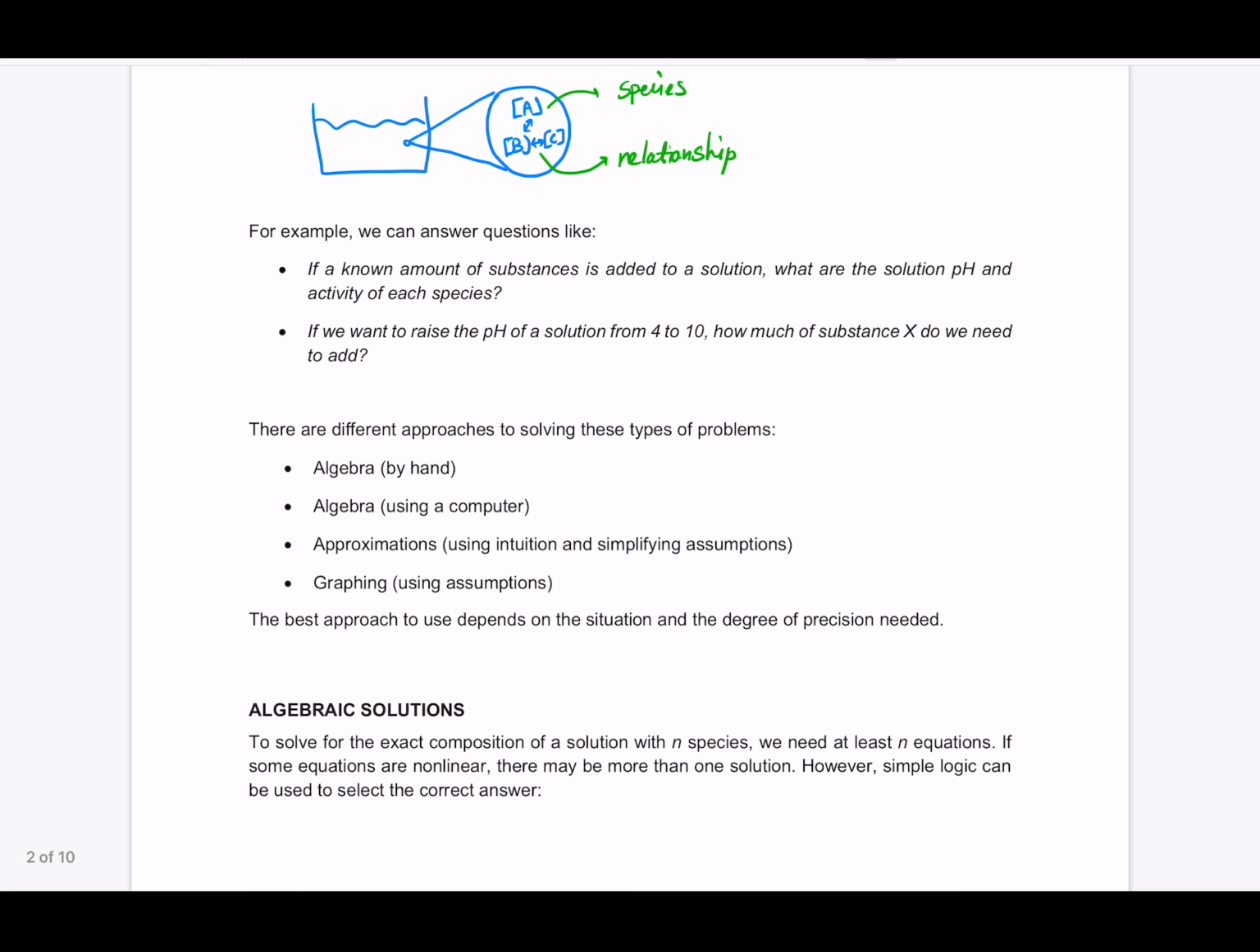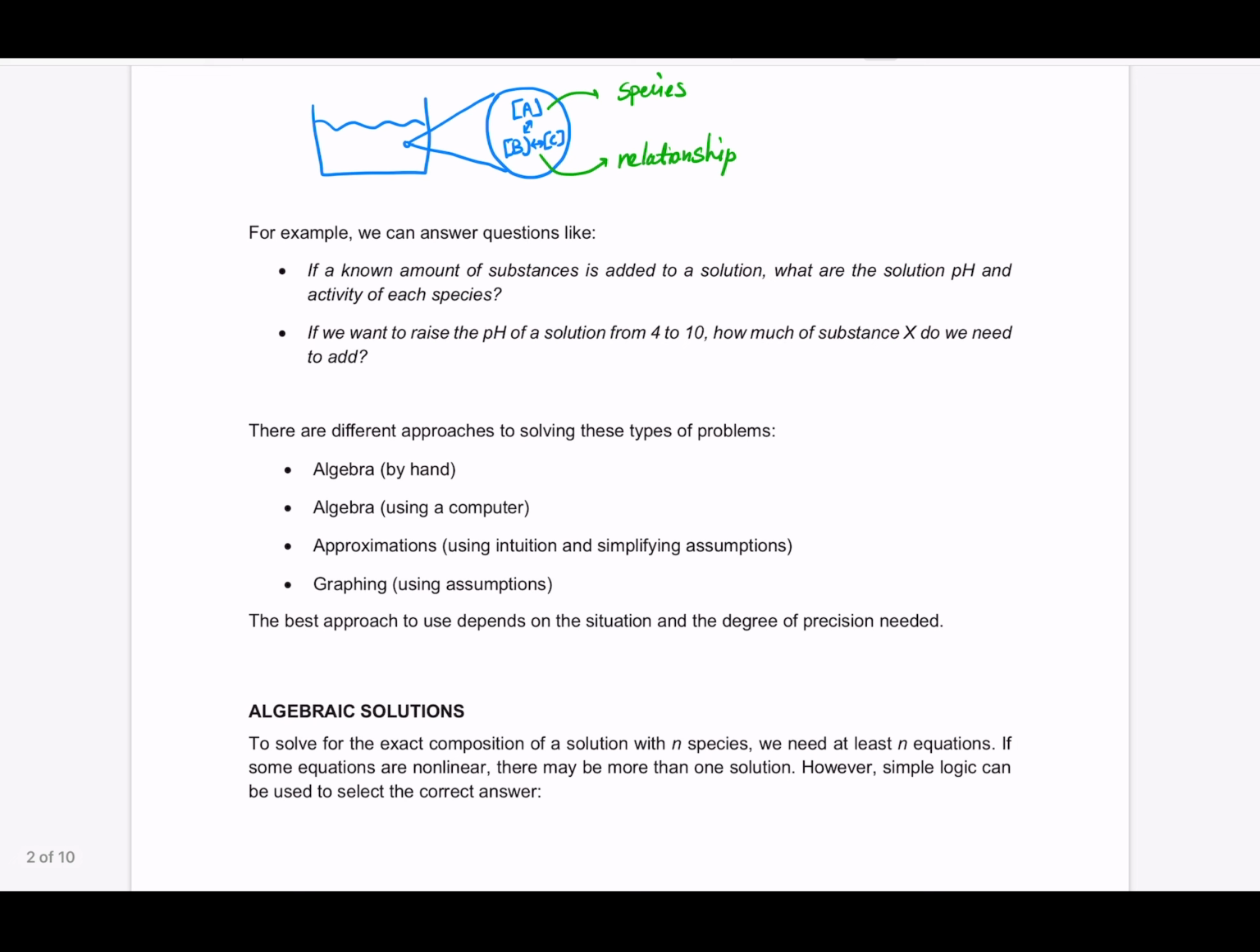So we could have different approaches for solving the speciation. It could be using algebra, it could be using some computer software. We could do some assumptions, and also we could use graphs. So we're going to cover them all. And the best approach always depends on the situation and the degree of precision we need.